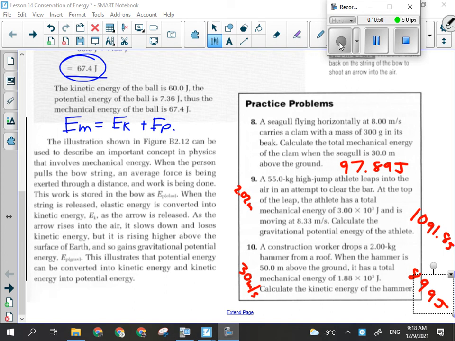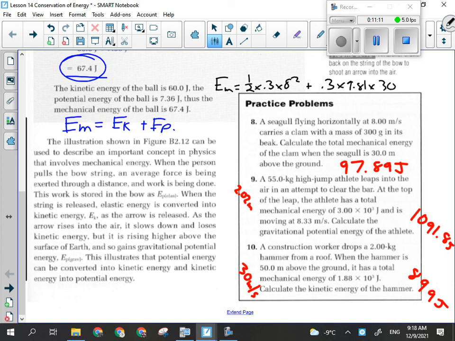The trick to this one is they give you the mass of the clam in grams and it needs to be in kilograms. All right, so all we really change here is we say the mechanical energy will be 1/2 times 0.3 times 8 squared, so that's our kinetic energy, plus 0.3 times 9.81 times 30. That would be our potential energy. Okay, when we put that into the calculator, we should get 97.89 joules worth of mechanical energy.